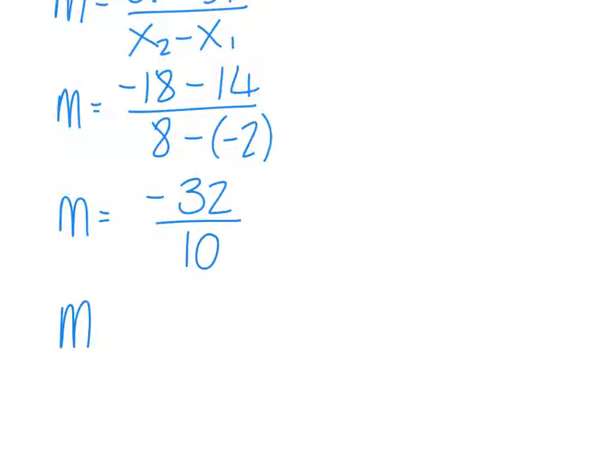So overall, our answer is negative. We have 32 over 10, which will simplify. So 2 goes into 32 16 times, and 2 goes into 10 5 times. So that gives us our answer, which is negative 16 over 5.